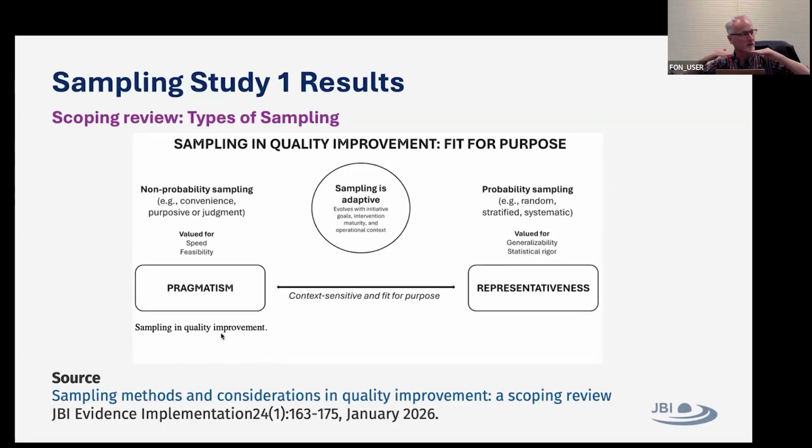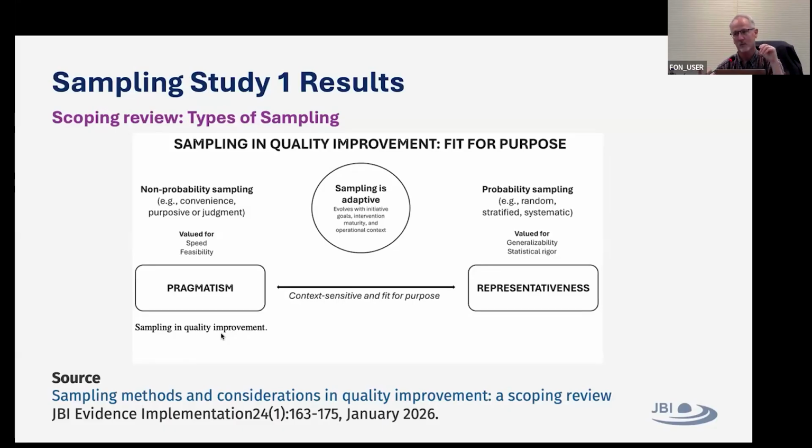So we don't prioritize one method of sampling over another. We say all are useful depending on what you want to do and how you want to do it. The two ends of a continuum are still on the same level, right? So at one end, we've got non-probability, so no statistical sampling embedded. We say it's convenience, purposive, or judgment-based sampling. And this is driven by pragmatic need.